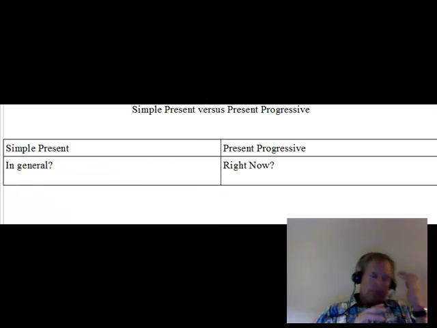Alright, let's take a look at the simple present and the present progressive. First of all, we'll talk about some general reasons why we use these two verb tenses, and then we'll put it within the proper context of the TOEFL iBT integrated speaking and writing tasks.